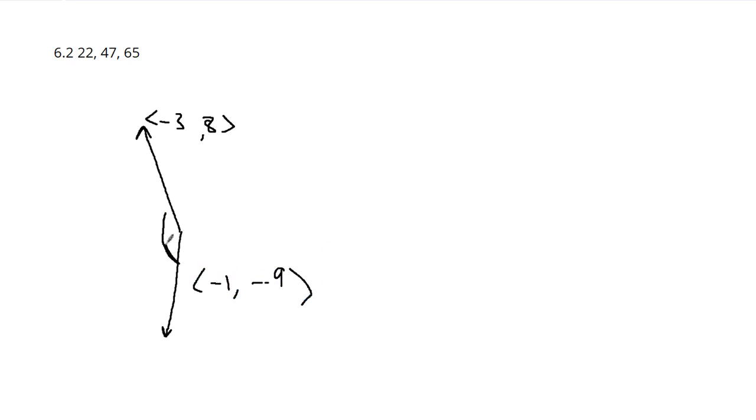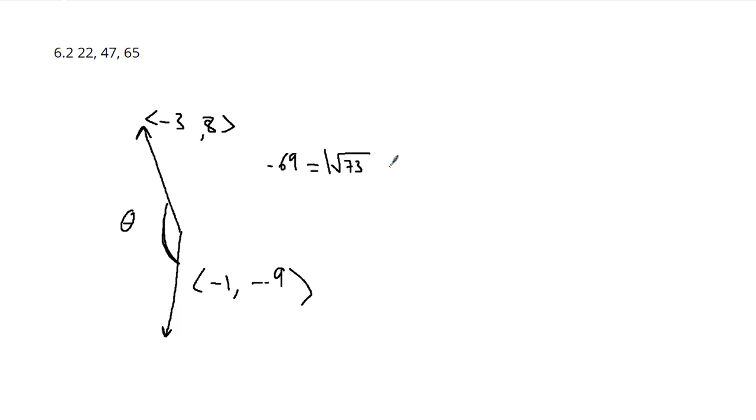Question 22 gives us a vector minus 3, comma 8, and another vector which is minus 1, comma minus 9, and asks us to find the angle. So in order to find the angle, use the angle between two vectors theorem. Add them together. This will get me minus 69, I think. Yeah, minus 69 over the square root of 73.